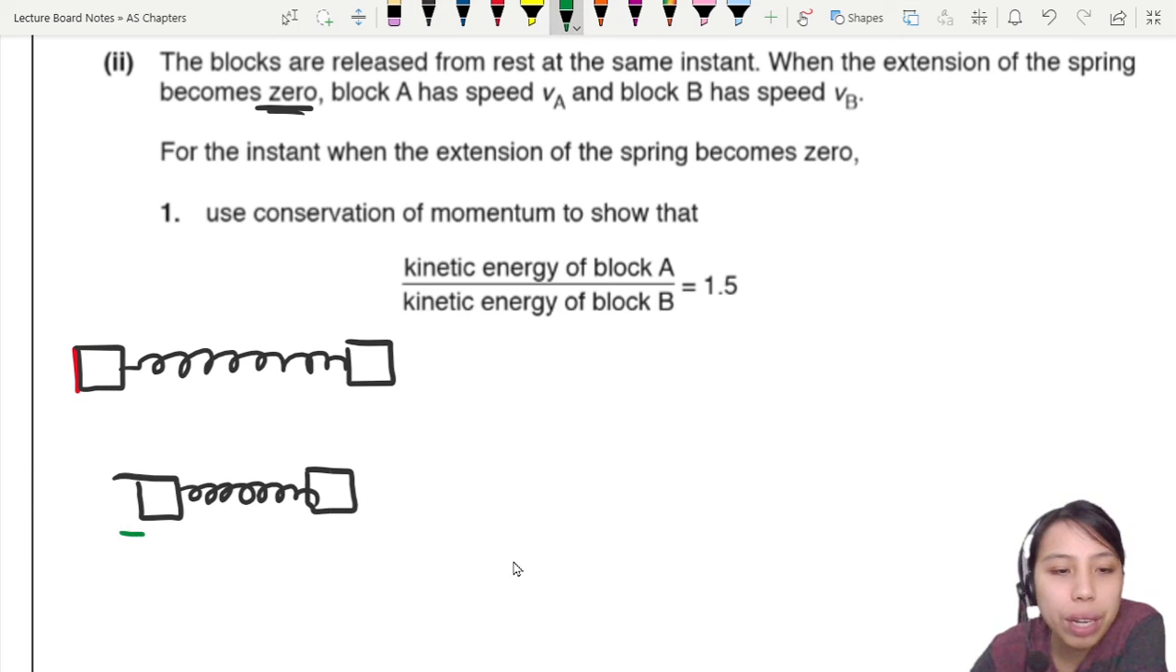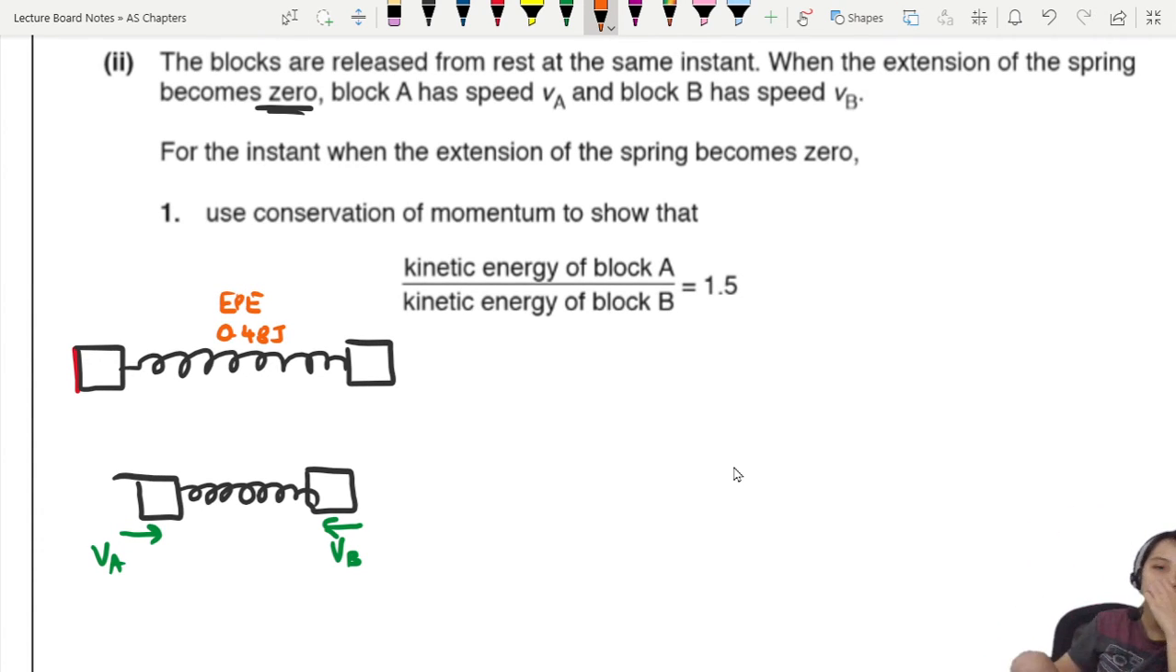And of course, they are both now moving at a certain speed already. So this one has VA, this one has VB. Before that, nobody's moving. But you do have a potential energy, which we found just now, which is 0.48 joules stored inside the spring itself. So how do we find the KE ratio?